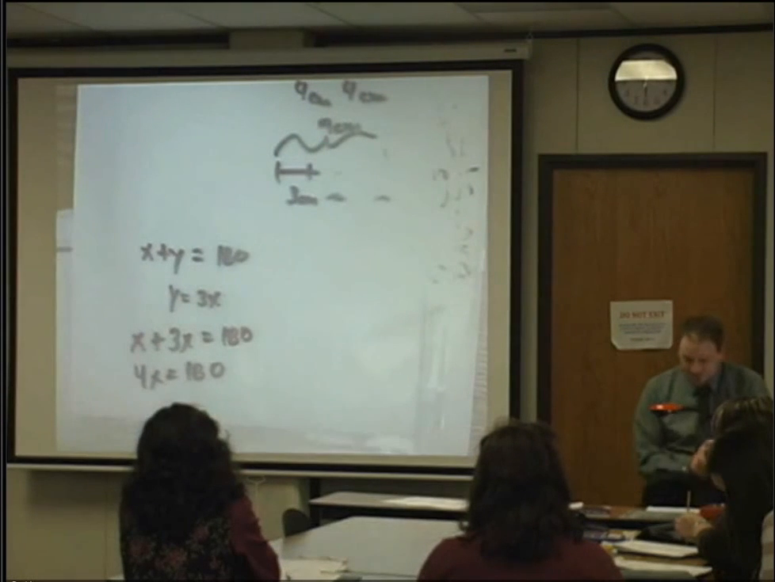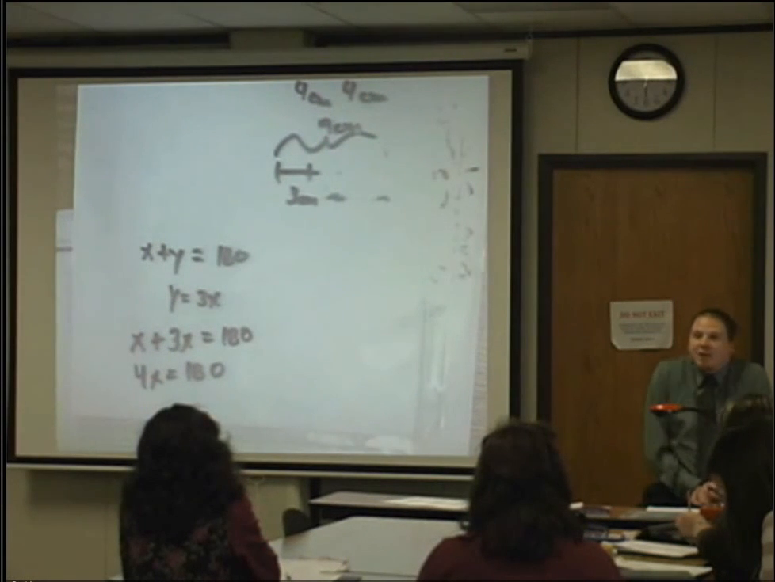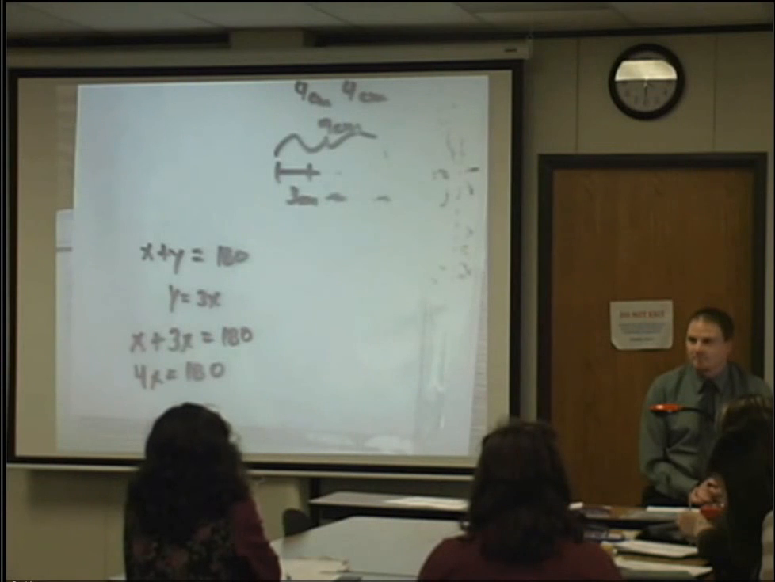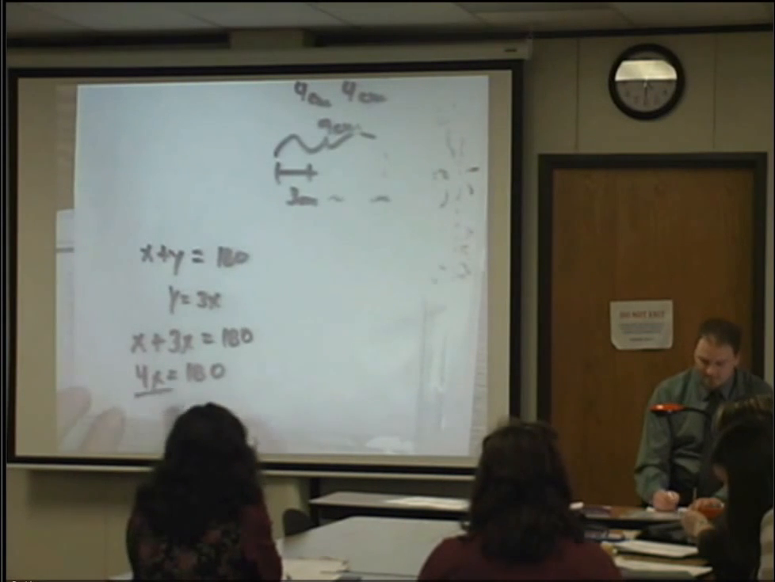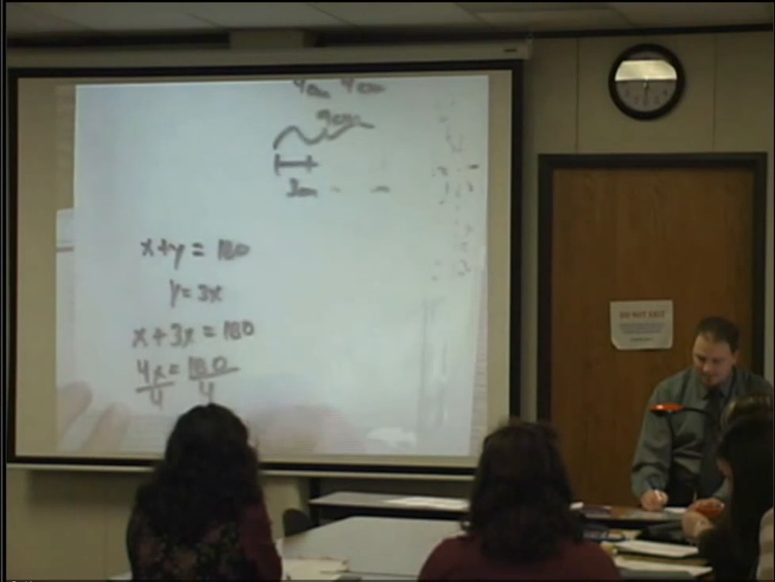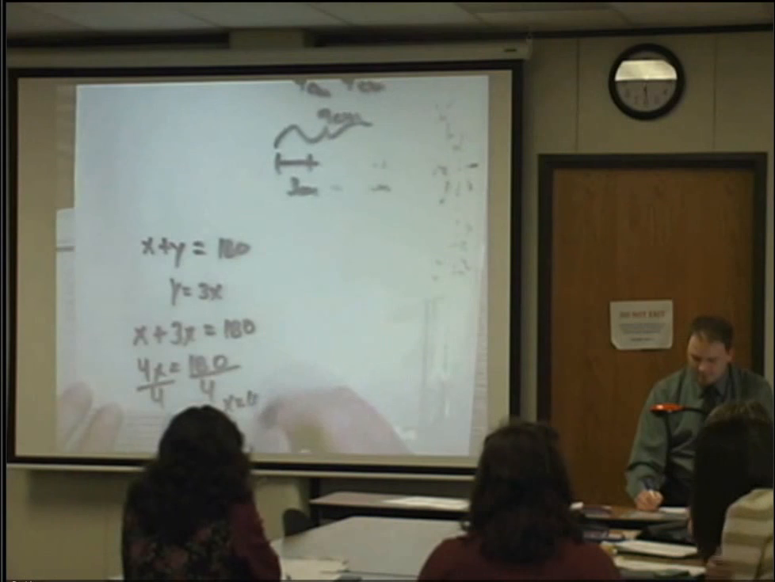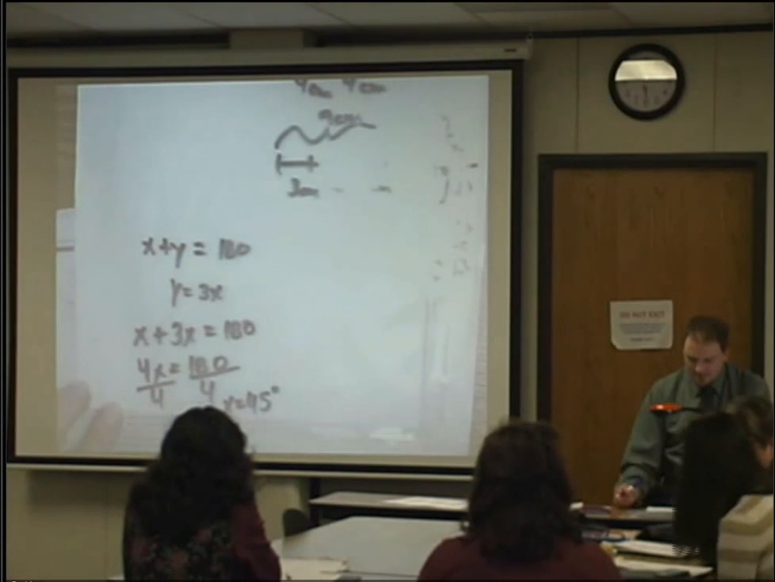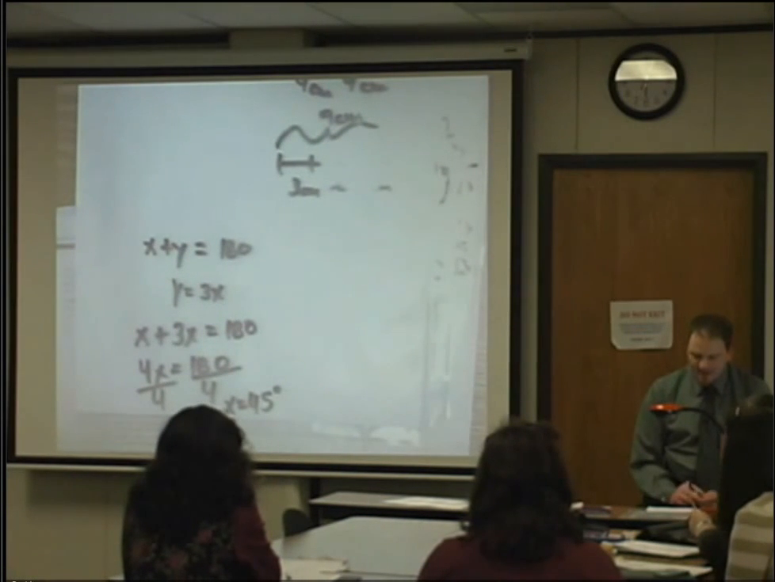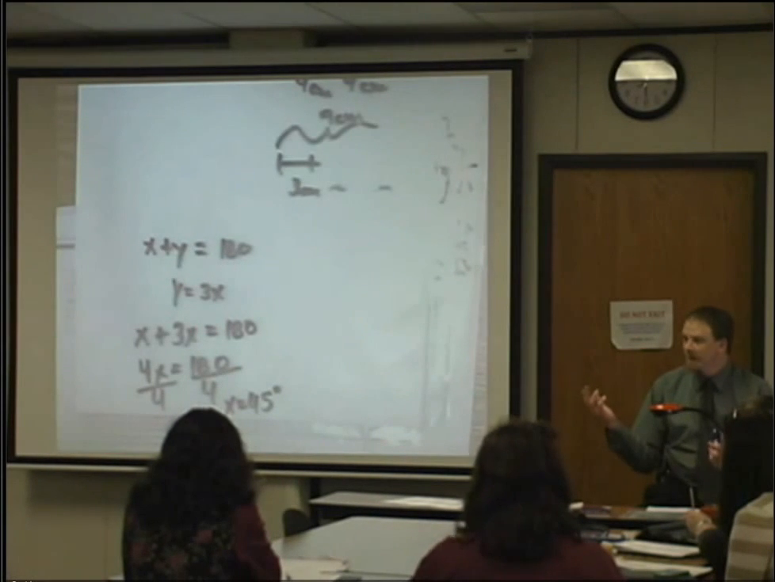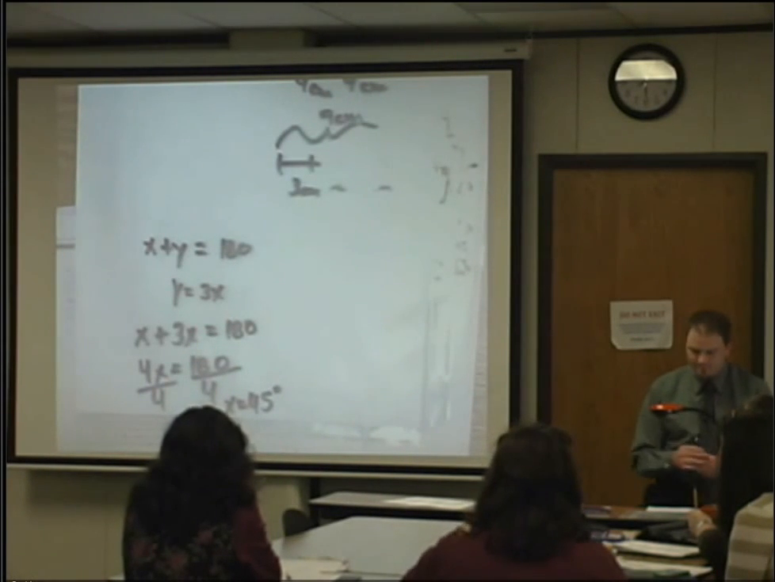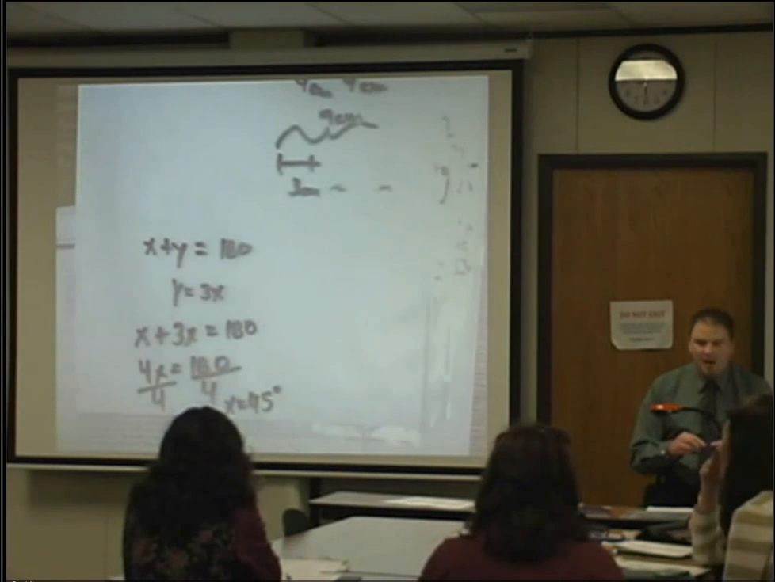Wow. Okay, so 4X is equal to 180. How do I solve for X? Divide by 4 on both sides, and I end up with X is equal to 45 degrees. So then we look and we know that the answer is B, right? 45 degrees. All right, any questions on that one?